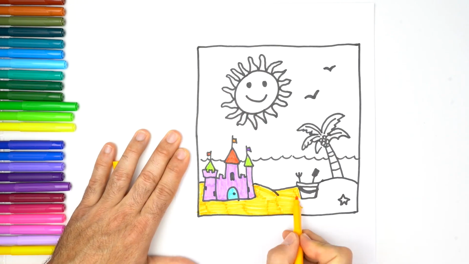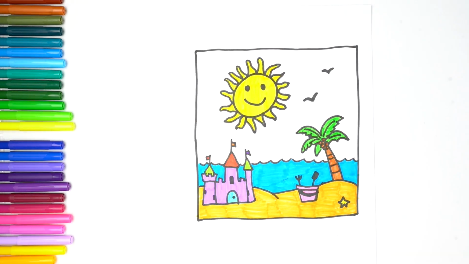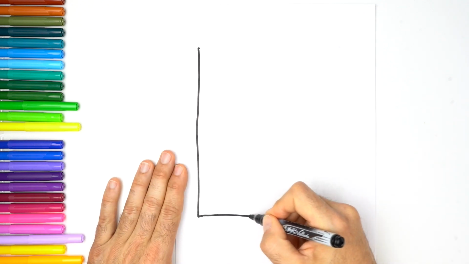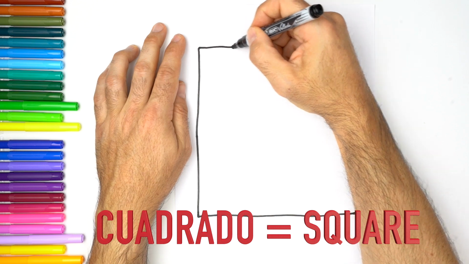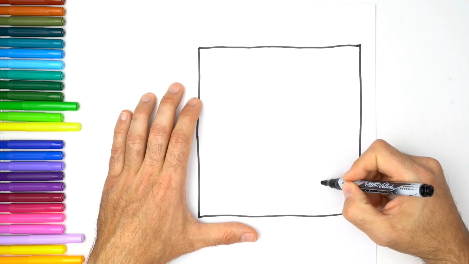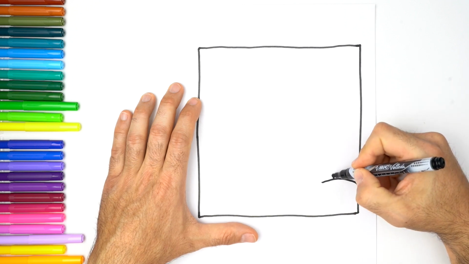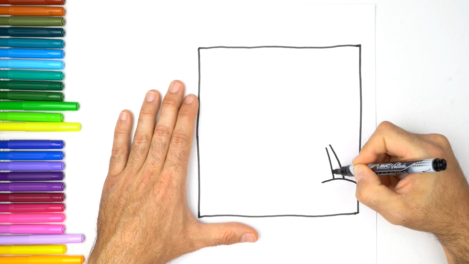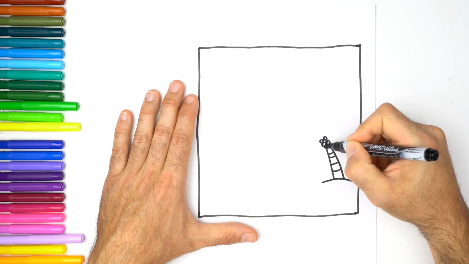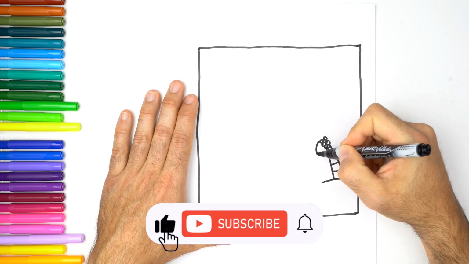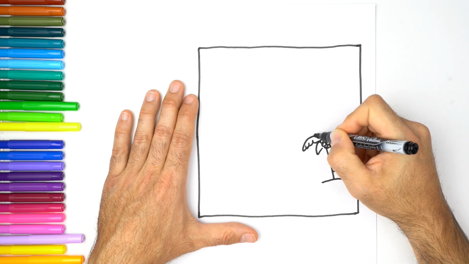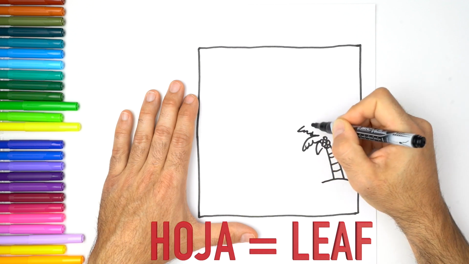Today we are going to draw a beach while we learn Spanish. First, let's draw a square that in Spanish is said cuadrado. Let's draw a palm tree that is said PALMERA. These are the leaves that in Spanish is said HOJA.